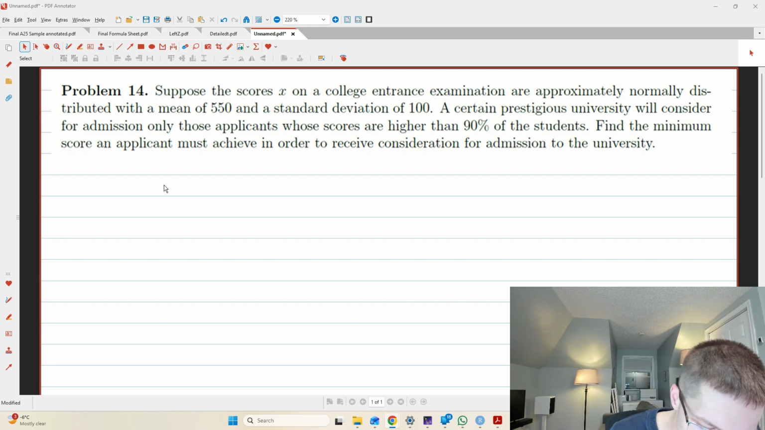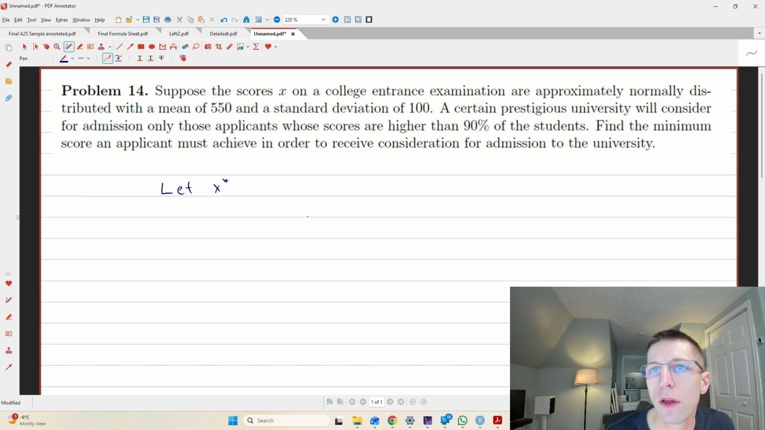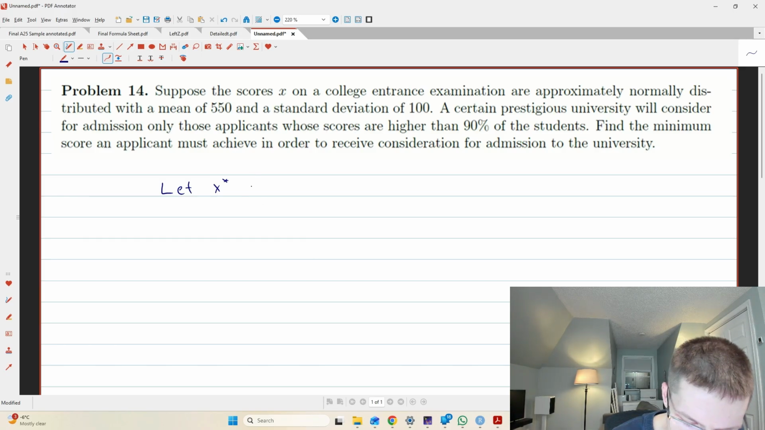So let's let X star be the 90th percentile.